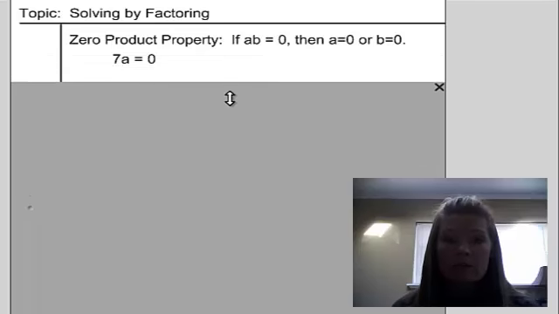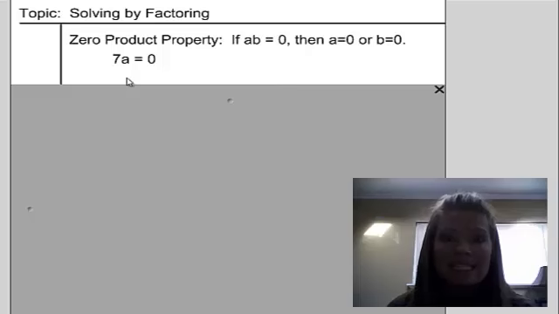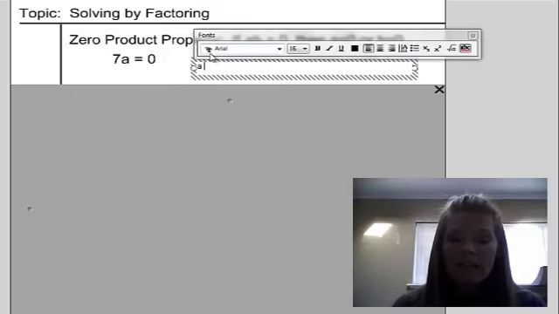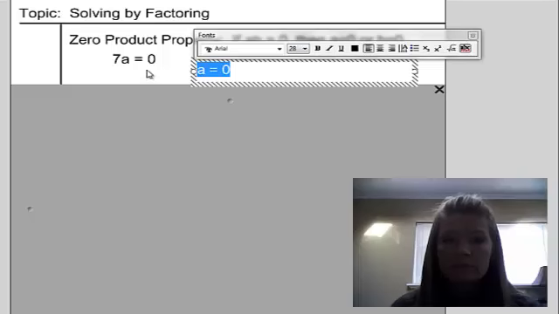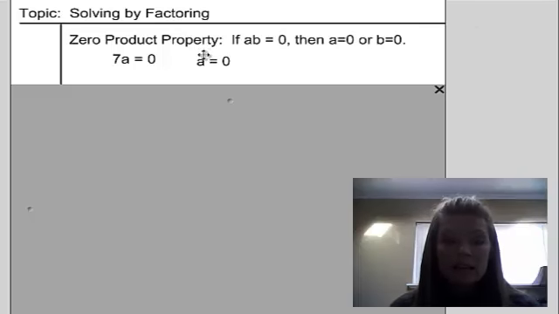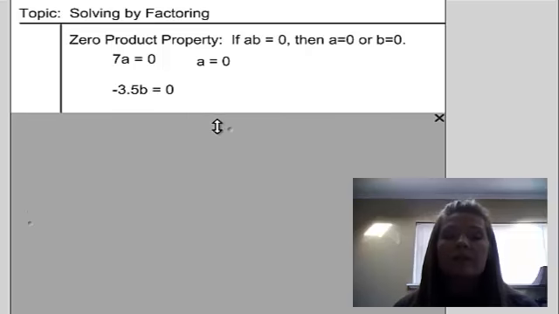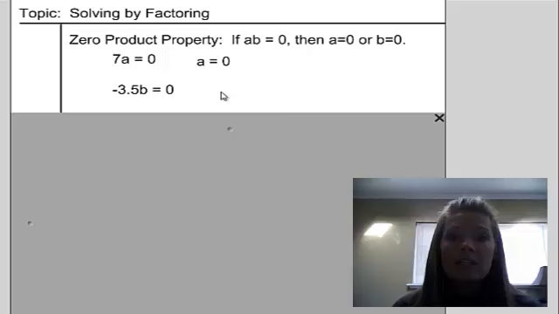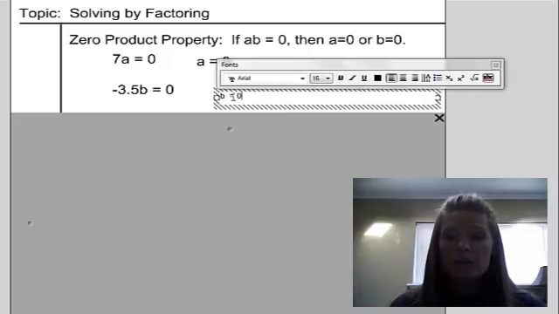If I look at a more concrete example, suppose I have 7a equals 0. Since that means 7 times a equals 0, if I asked you to solve this for a, what number times 7 has to equal 0? I can either think logically about it or I can divide both sides by 7. Either way, hopefully you come up with a equals 0. If I look at another example, what if I have negative 3.5 times b equals 0? Again, if I try to solve that for b, either by thinking logically or by dividing both sides by negative 3.5, I should come up with b equals 0.